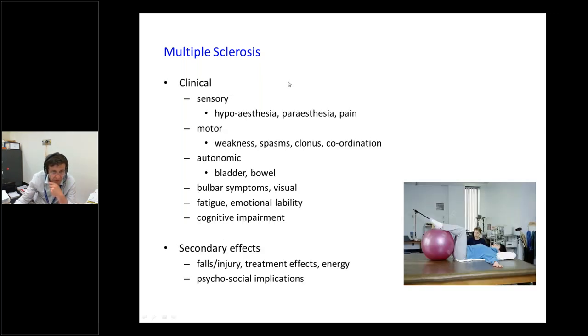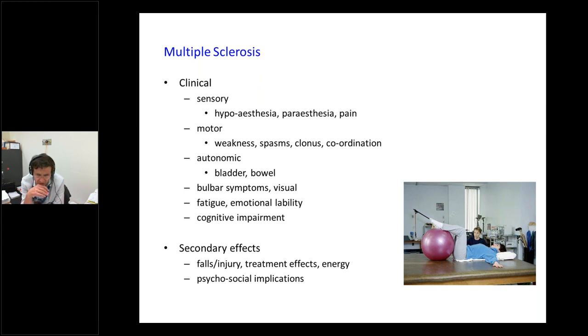So how do we see it? It's basically neurological symptoms: hypoesthesia, paresthesia, and pain. Pain is very common, and a part of the presentation can be acute neuropathic pain without signs on the MR of any changes. Motor symptoms can be weakness, spasms, clonus, and poor coordination and planning. There can be autonomic symptoms, upper CNS bulbar symptoms, and visual symptoms.